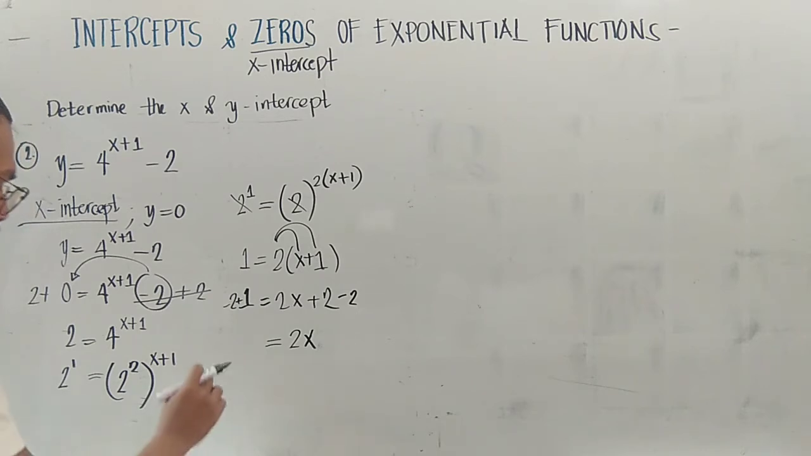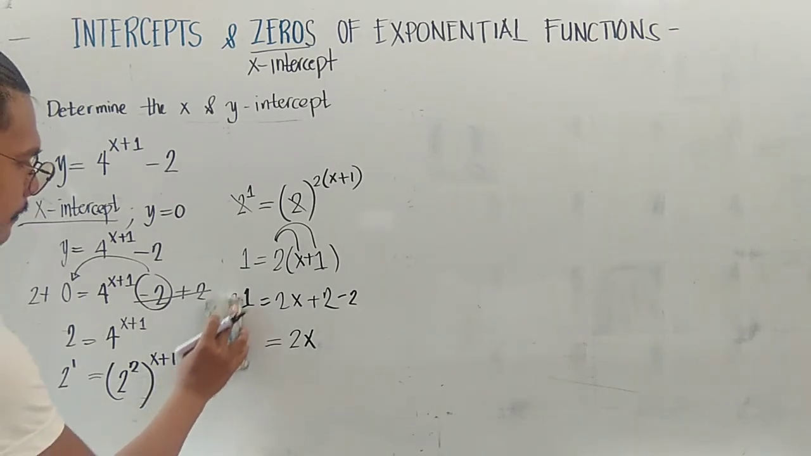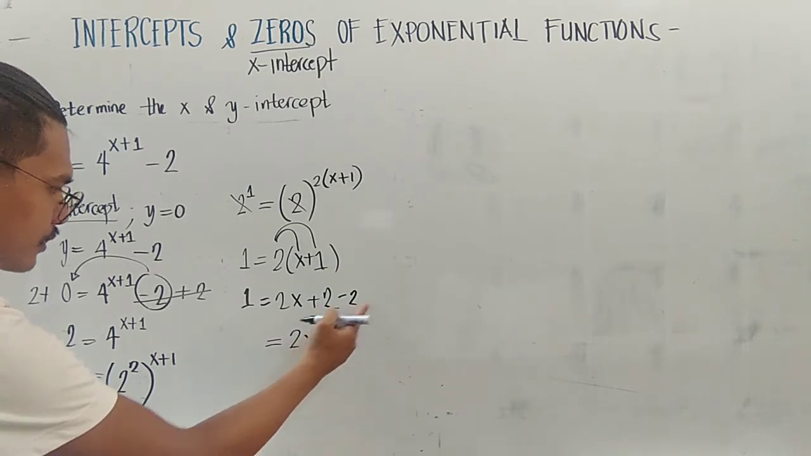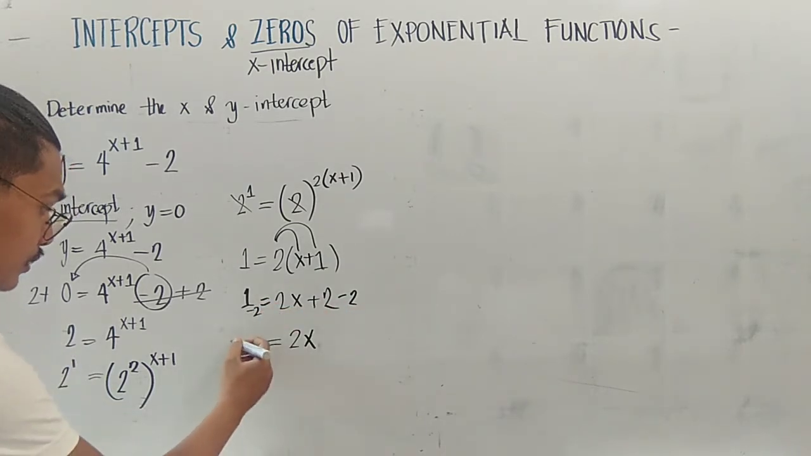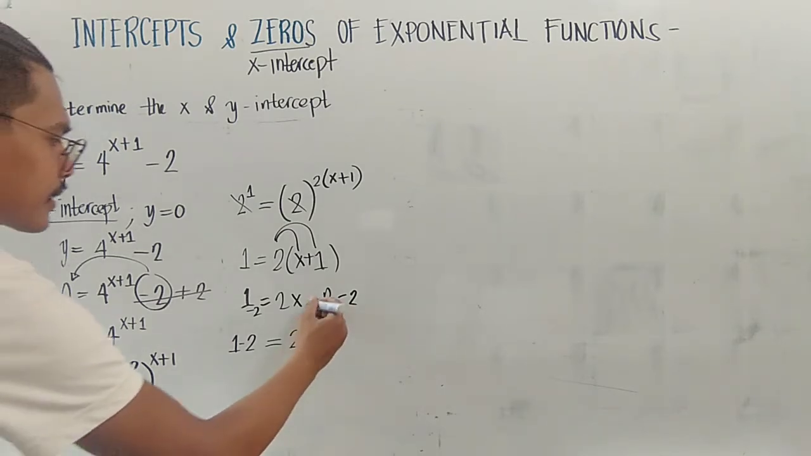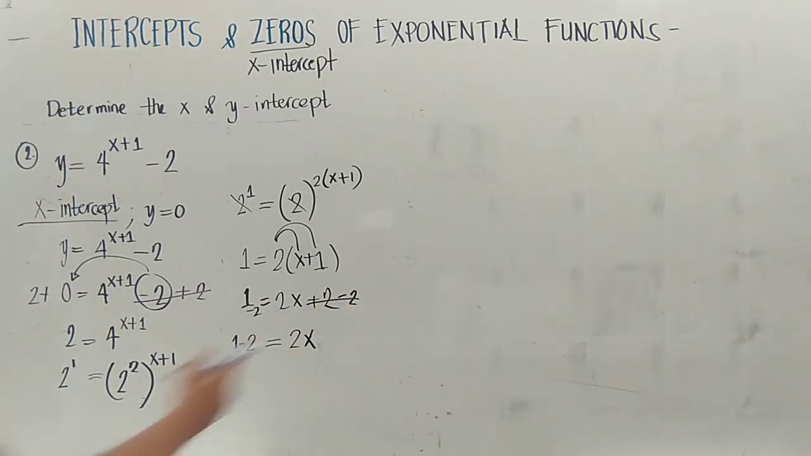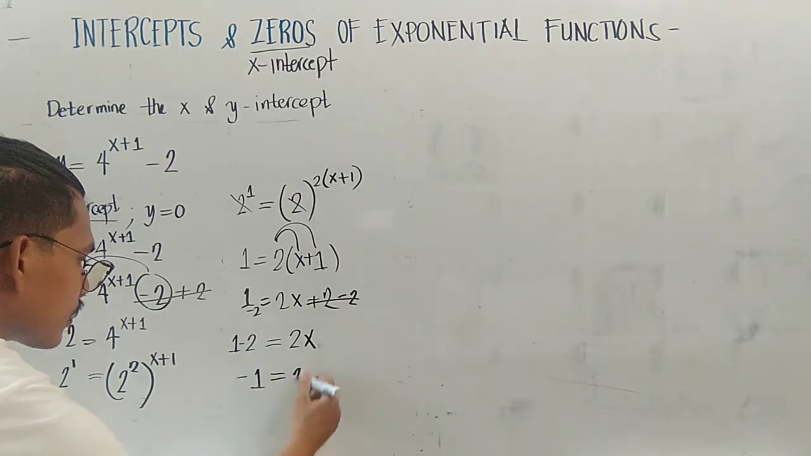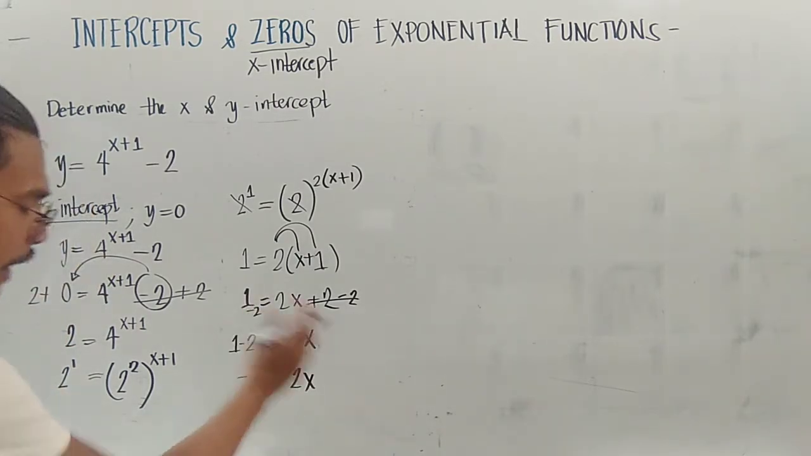So we subtracted 2 in here. So let's subtract 2 on the other side. So we have 1 minus 2 equals 2x. Positive 2 is eliminated on the other side, so we have now negative 1 equals 2x.